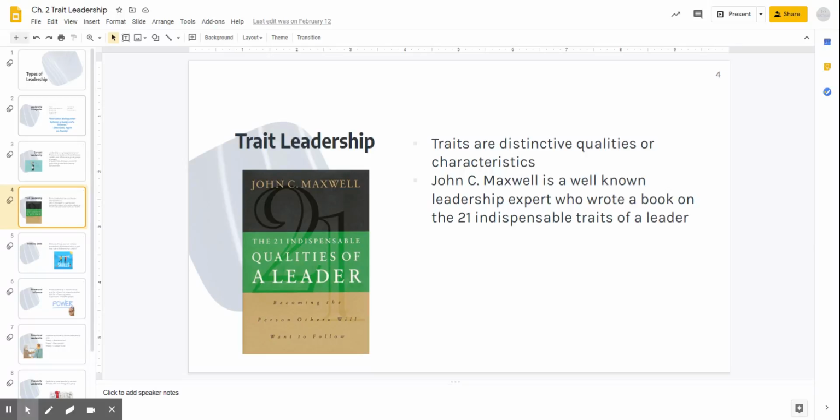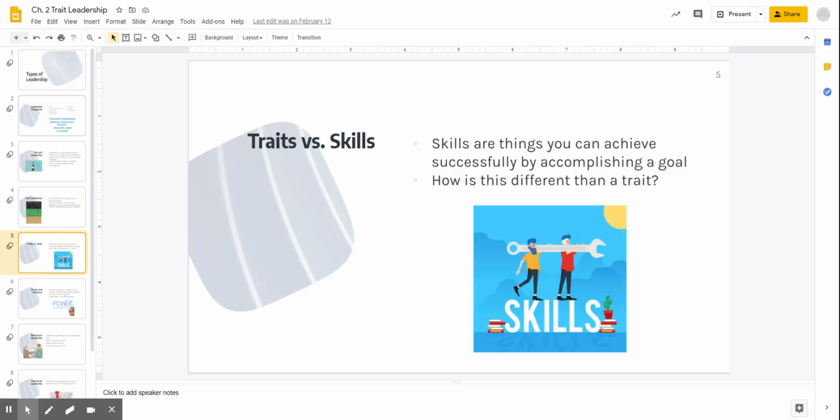Traits are those distinctive qualities, those characteristics that say, oh, that person has great communication skills. That could be a trait they have, or they're passionate, or they're charismatic. Those are all parts of trait leadership that make us different from someone else who may be a leader as well. Sometimes we're really great at one thing, but maybe not as great at another. Those are all parts of those traits of who we are as a person.